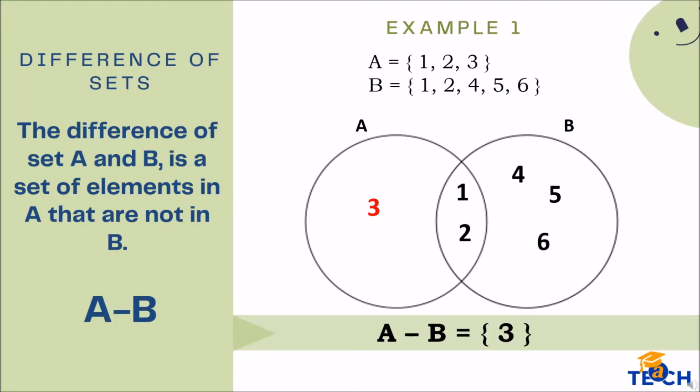Finally, difference of sets. The difference of set A and B is the set of elements in A that are not found in B. Let's try this example. Set A will consist of numbers 1, 2, and 3, and then set B will consist of numbers 1, 2, 4, 5, and 6. Now we draw in our Venn diagram and see which numbers only belong to set A and which numbers only belong to set B and which numbers can be found in both set A and set B. Now we can see that the difference of set A and B is 3.